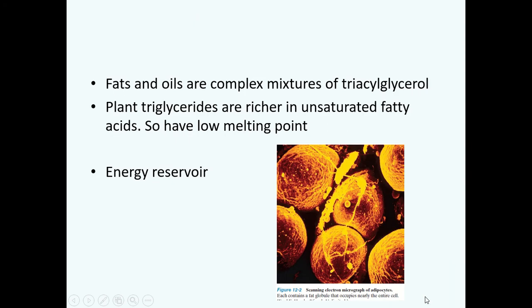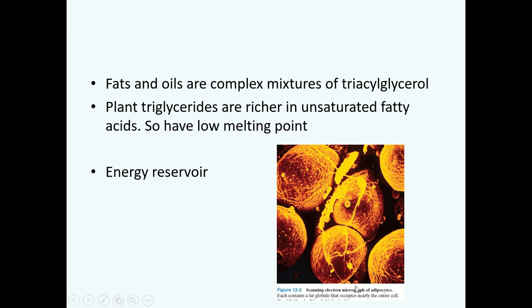Animals and plants store excess of these molecules in the form of a mixture of triacylglycerols. Fats and oils contain many different types of triacylglycerols in which different types of fatty acids are conjugated to glycerol. Plants, as we have talked about earlier, their oils are rich in unsaturated fatty acids. Therefore, their melting temperature is low. For this reason, oils are liquid at room temperature. Triacylglycerols are an important reservoir of energy.